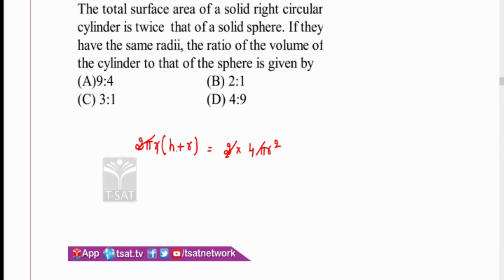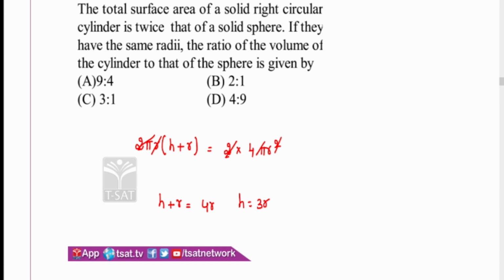Let this be r1, let this be r2. If they have the same radii, you don't need to assume r1 and r2. Let's cancel this r, let's cancel this r. Now see what will be left. 2 pi r cancel, 2 pi r cancel, so it is h plus r equals 4r. So height is equal to 3 times the radius.